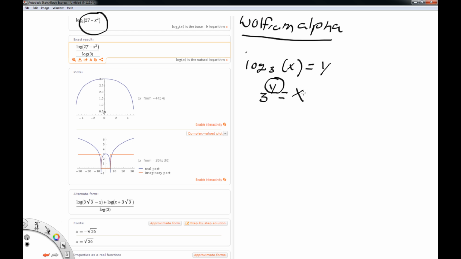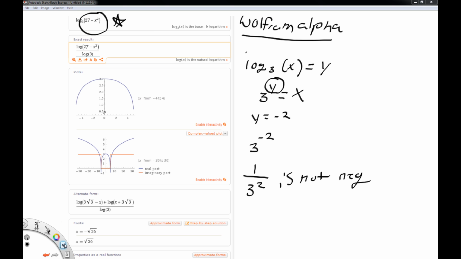Well, look at this. There's nothing that you can put in here that would make this number a negative, because if you said y is equal to negative 2, well, what does that mean? Then you have 3 to the negative 2. Well, that's just 1 over 3 squared, and that is not negative. So you have to solve this inside here to be greater than 0. So let's go ahead and do that.